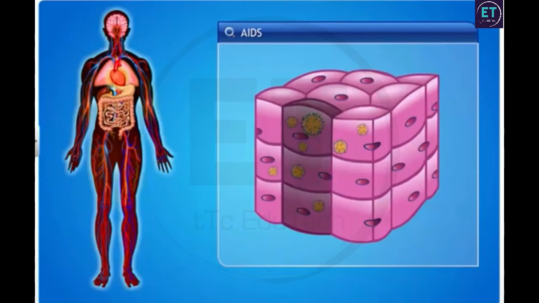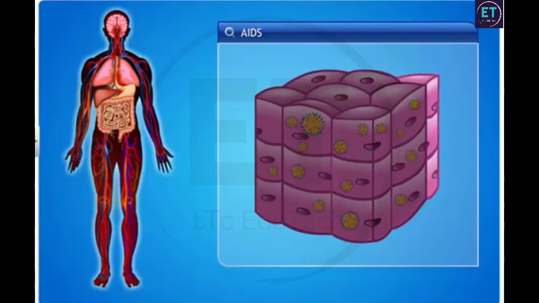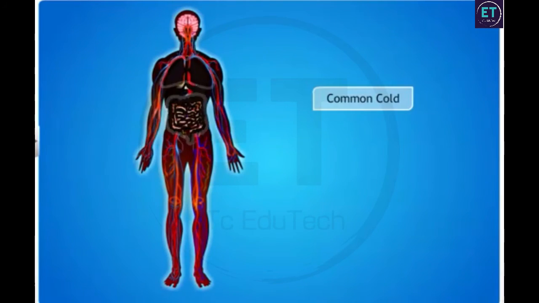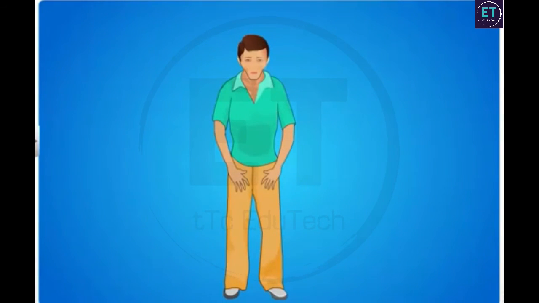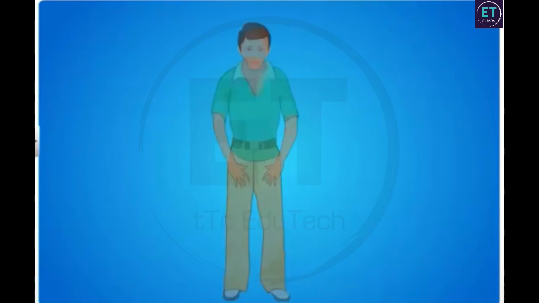As a result, the patient becomes susceptible to infections. The patient's body can no longer fight off minor infections like the common cold, which leads to major infections like pneumonia, diarrhea with blood loss, etc. Hence, HIV or AIDS-infected people die due to these major infections.